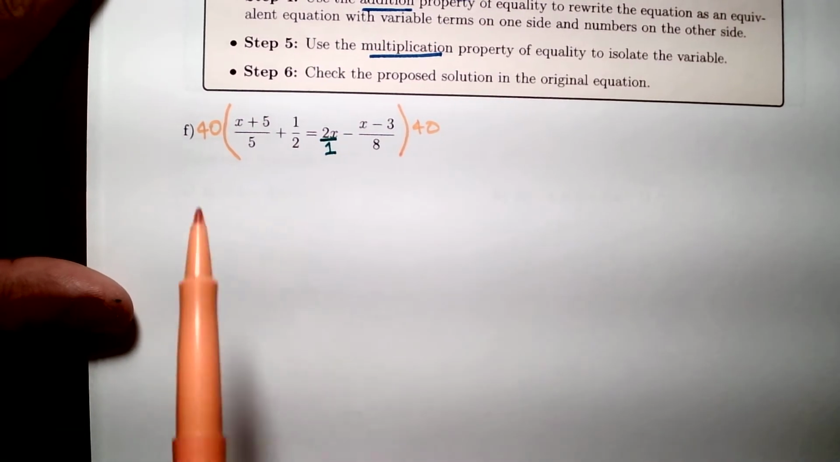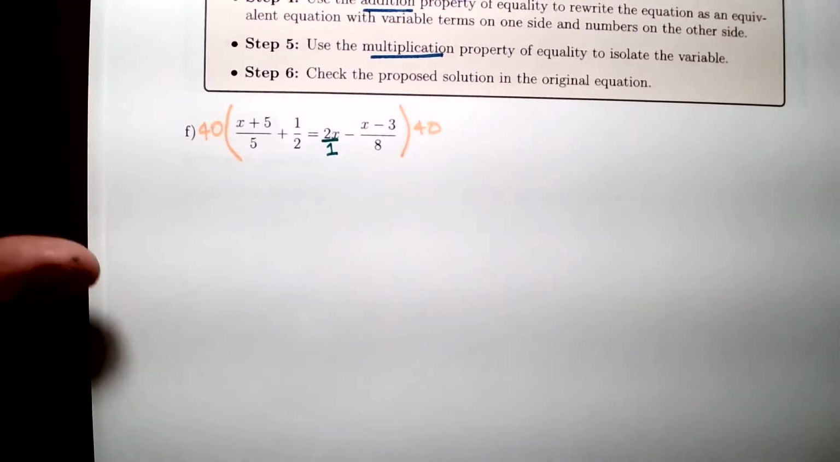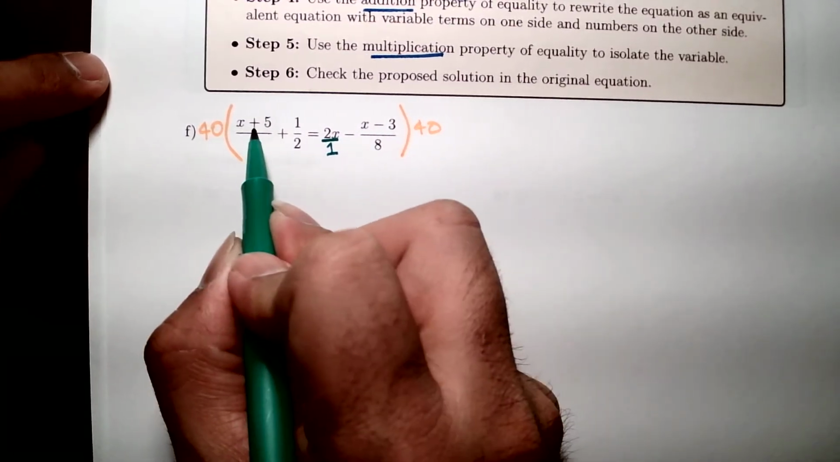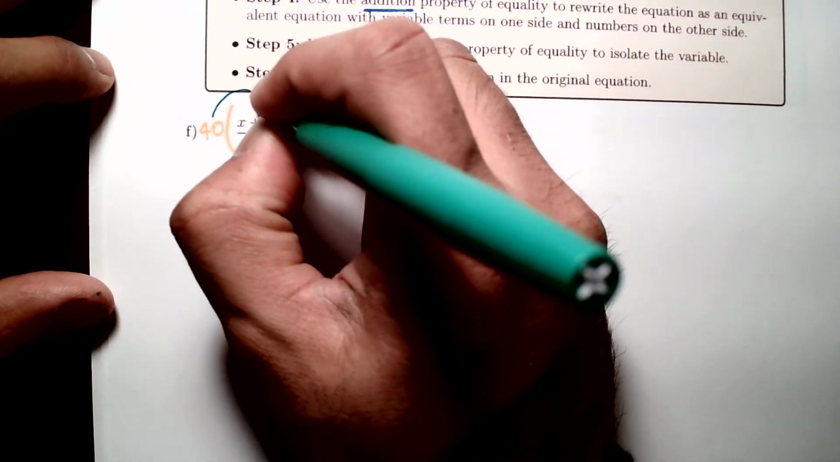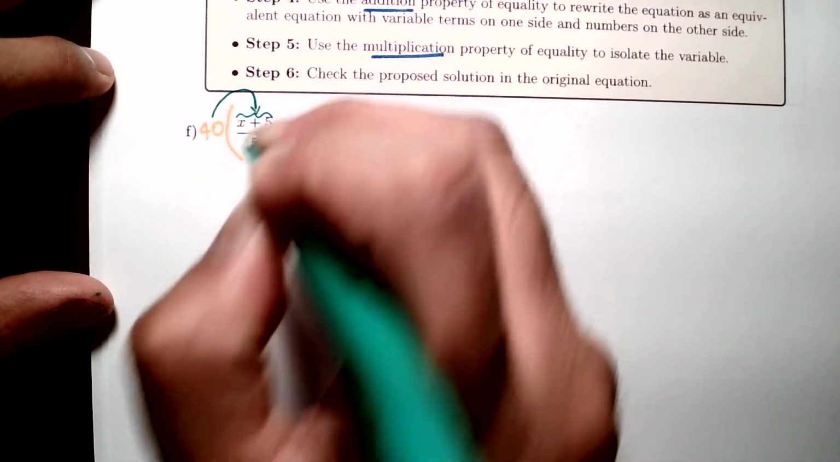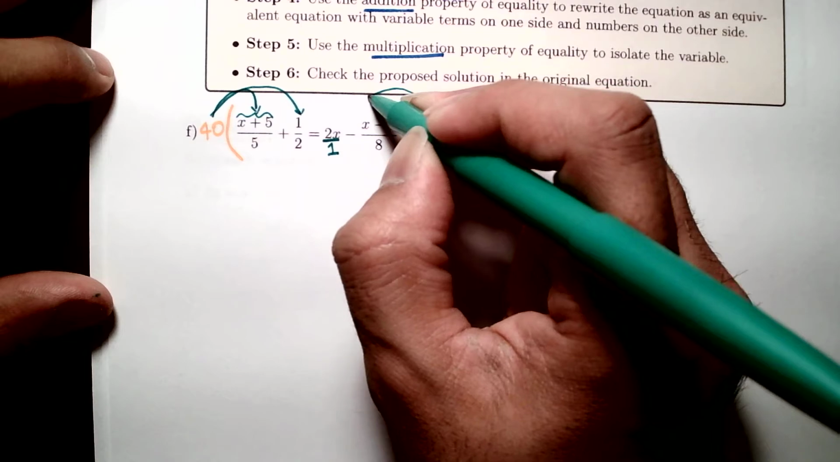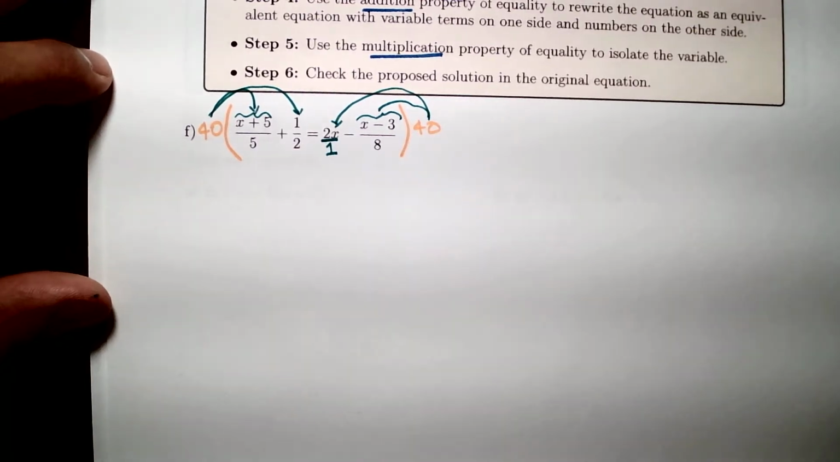40 is the number that divides 5, 2, and 8 evenly. All right, so let's see, what are we going to do next? The next thing we do is use the distributive property, but be really, really careful here, especially with the first term and the last term. So I multiply the 40 times this whole thing, and then the 40 times this 1, and then 40 times 2x, and 40 times this whole thing called x minus 3.